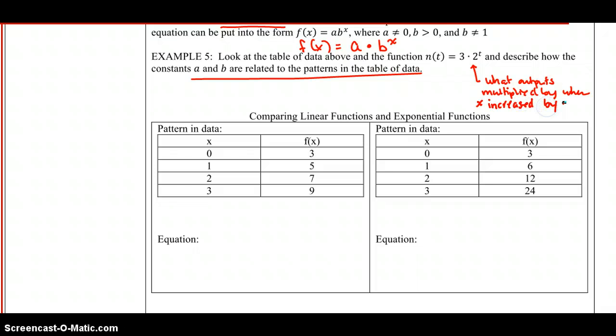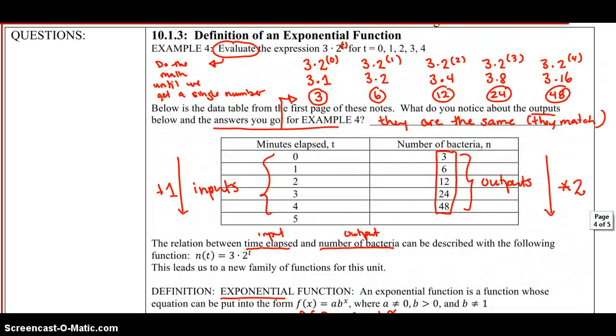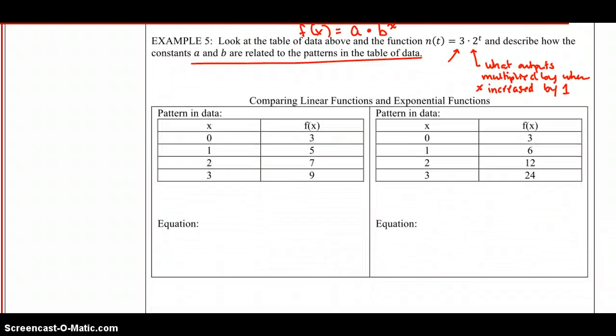But now what about this 3? So here, this is our initial number of bacteria at time t equals 0. So just like with linear functions, okay, we looked at an initial value and then how much it increased or decreased by. The same thing here. So we have this initial value when t equals 0. And then again, this base here gave us what we kept multiplying those outputs by as x increased by 1.